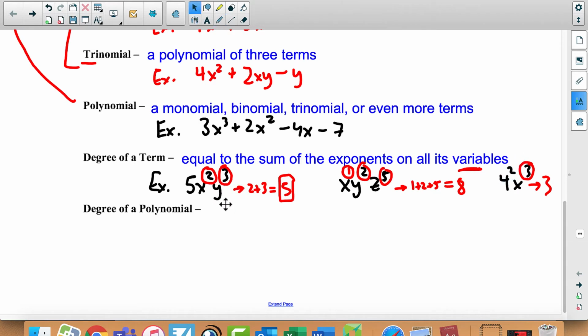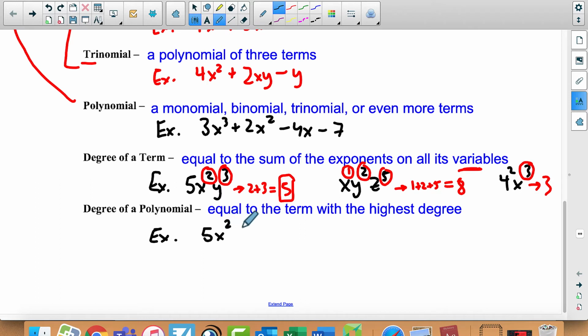Here's the one that gets people all messed up, the degree of a polynomial. So remember, a polynomial can be made up of more than 1 term. The degree of a polynomial is equal to the term with the highest degree. Definitely need an example here. 5x squared plus 3xy minus 6y to the 5th. How many terms do we have here? Remember, pluses and minuses separate them. So we have 1 term here, we have a 2nd term here, and we have a 3rd term here, which means we have a trinomial.